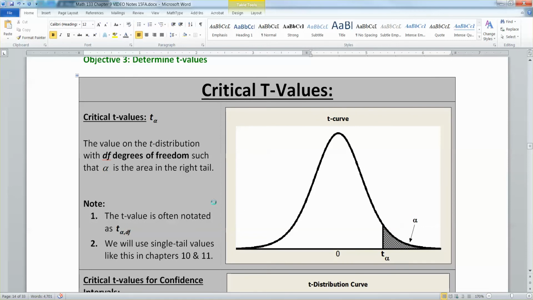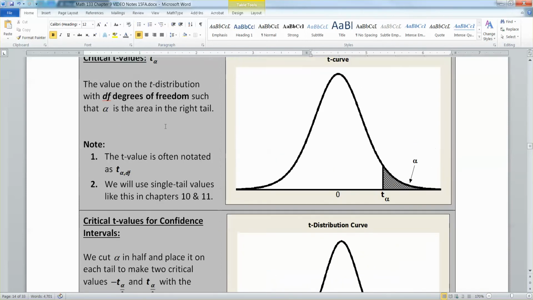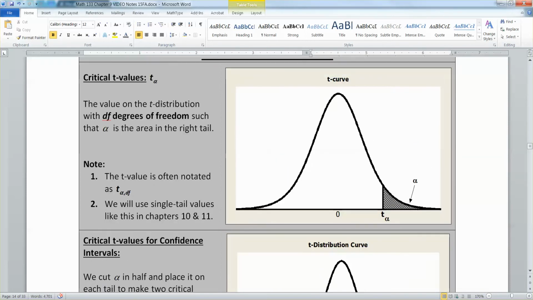And the answer is there are a couple things. So you have critical t-values, t sub alpha. Now, if you remember, you've seen that notation before. You saw it in chapter 7 with z's. So they have z with a little alpha. We also saw it in section 9.1.